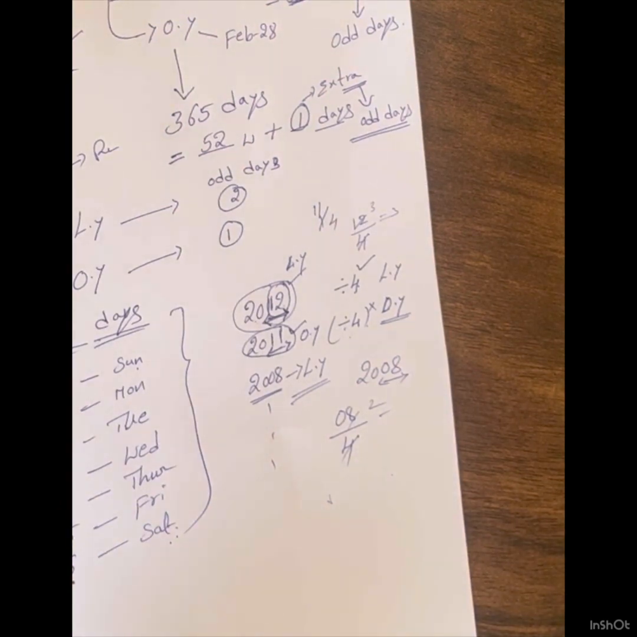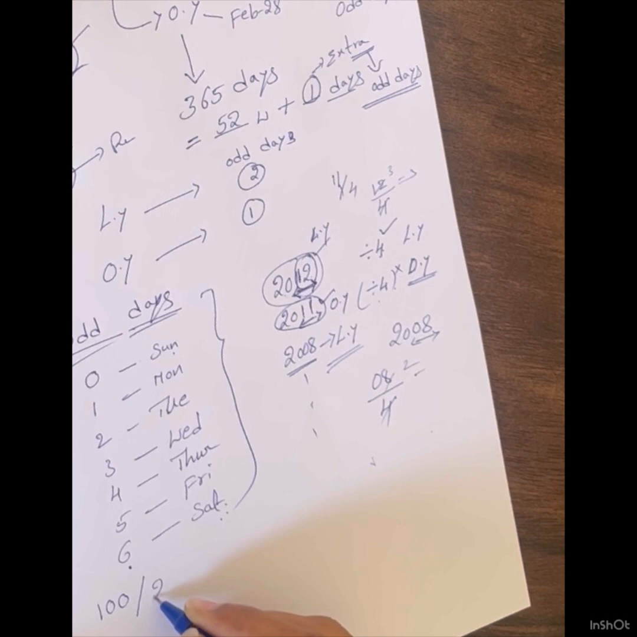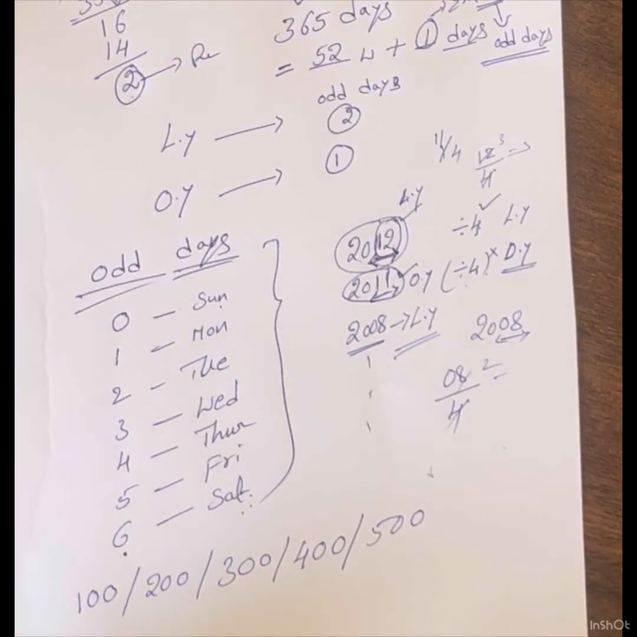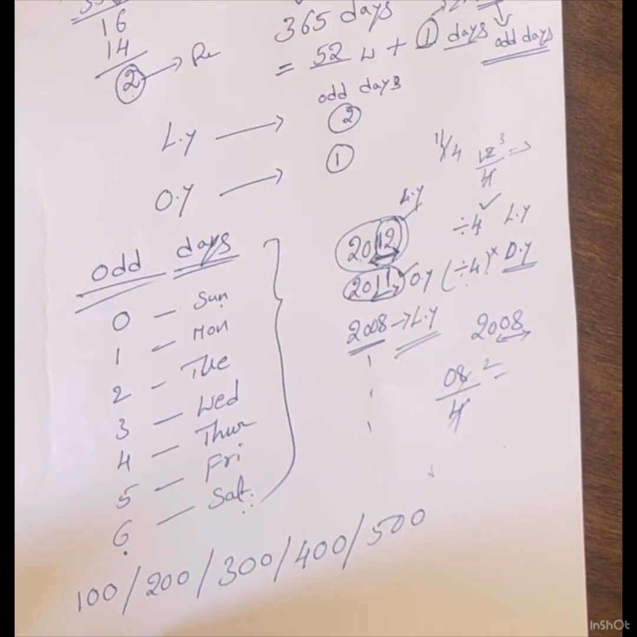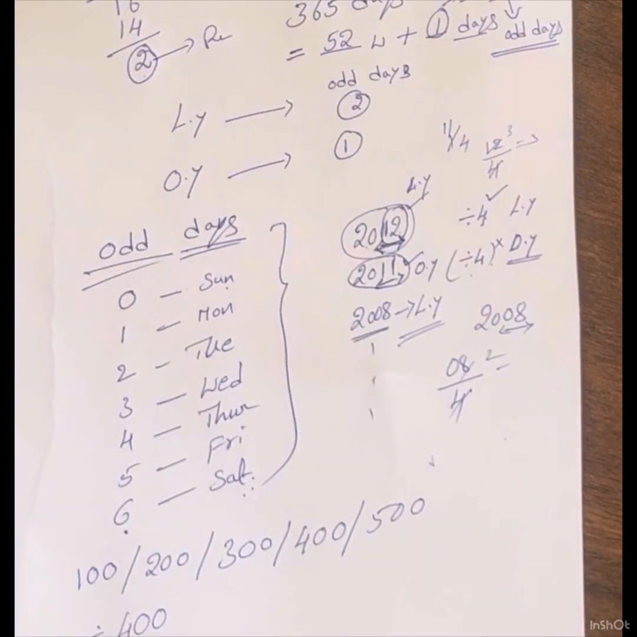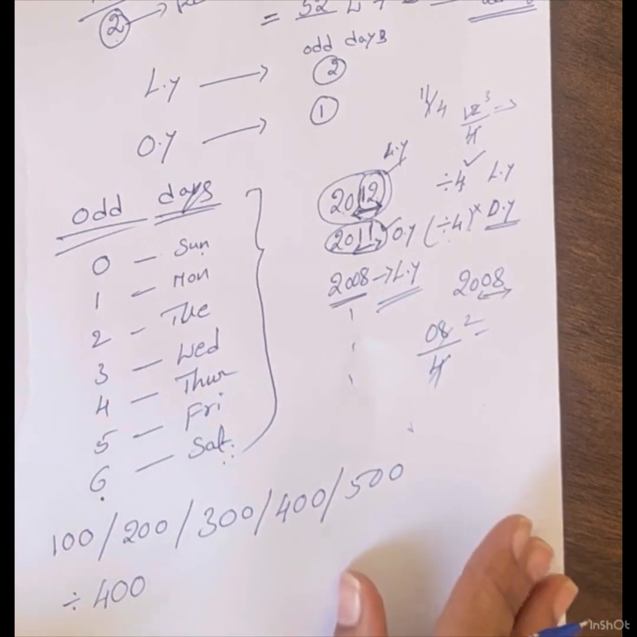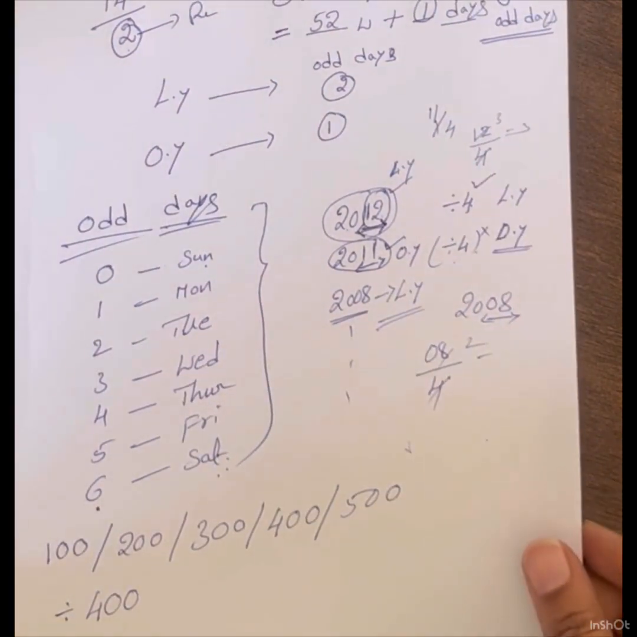Now coming to century years. A century year is 100 years, and so on: 200, 300, 400 and 500. How do we identify whether a century year is a leap year or an ordinary year? It is very easy. If the century year is divisible by 400, it is a leap year. If it is not divisible by 400, it is an ordinary year.